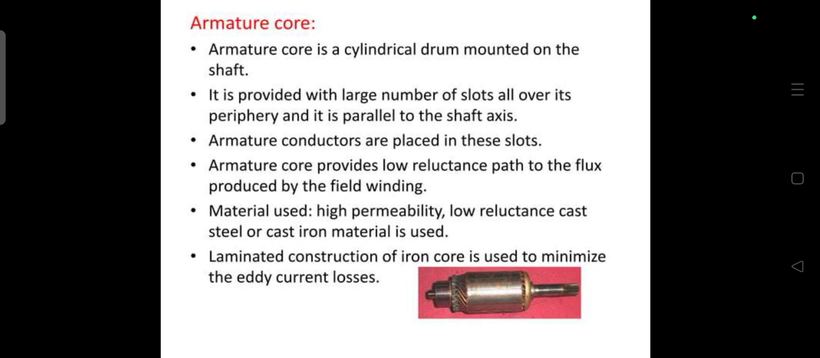The material used for the armature core is high permeability, low reluctance cast steel or cast iron. Then the armature core is laminated to minimize the eddy current losses.